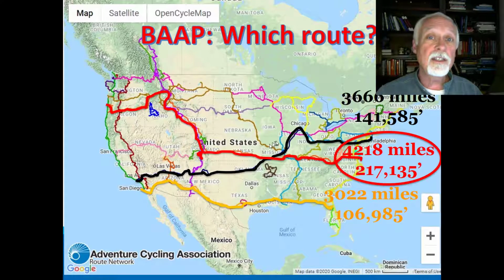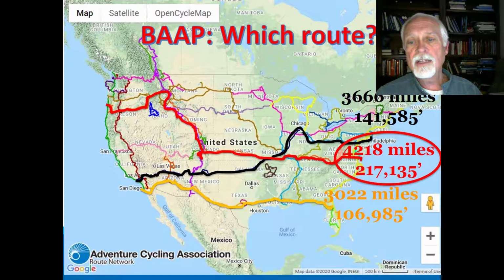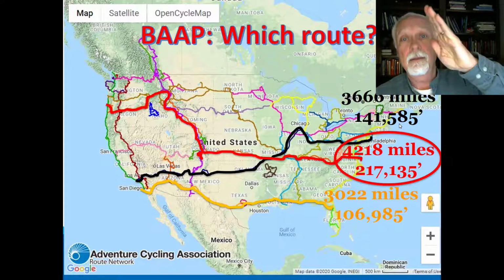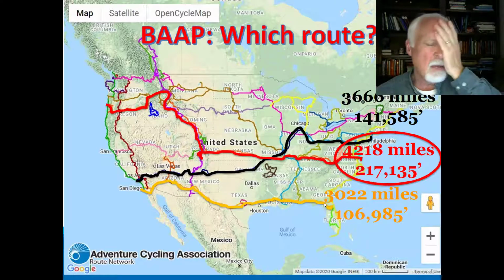The Route 66 route, which is Chicago to Los Angeles, and then supplementing that with the Chicago to New York City route, is substantially shorter than my longest route. It's sort of in the middle, and in the middle in terms of elevation gain, 141,585 feet. So this is measuring the climbs. How much is this?